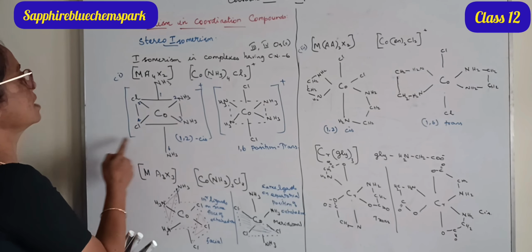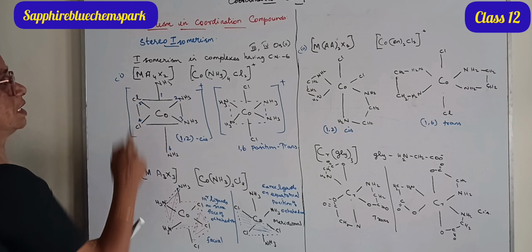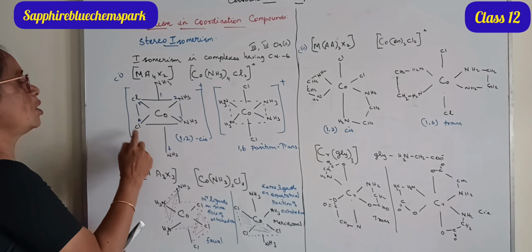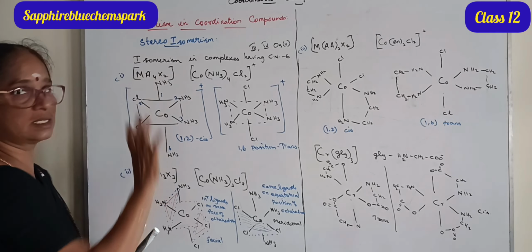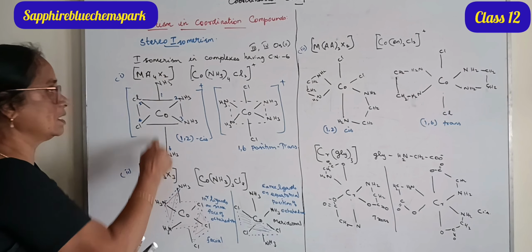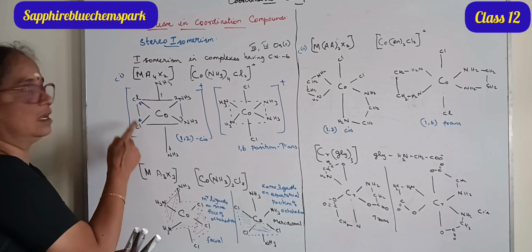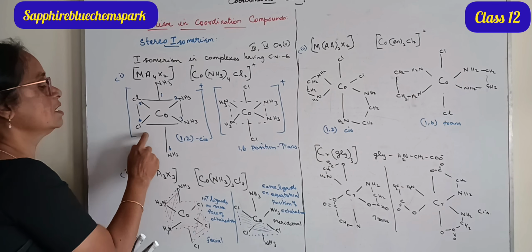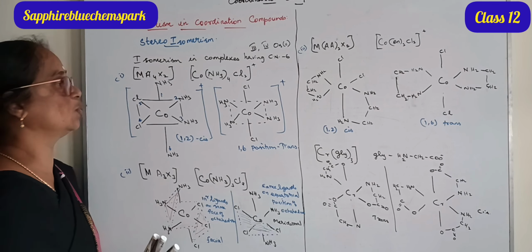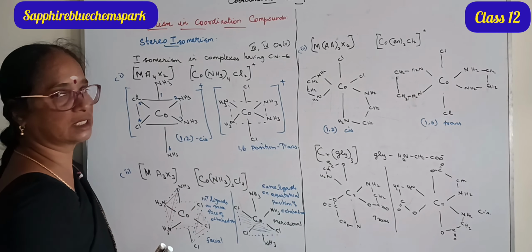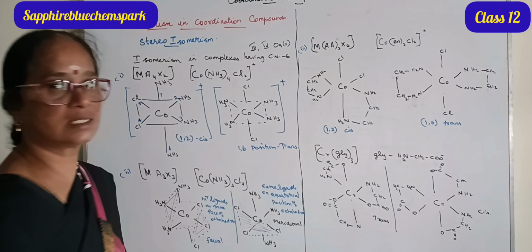So in this case, 1,2 or 2,3 or 3,4 or 4,5, all of them are cis positions except 1,6 position. Here I have the chlorides on the same side, that is the 4,5 position. So this is said to be the cis isomer. If the same chloride ions are taken in 1,6 position, that is said to be the trans isomer.